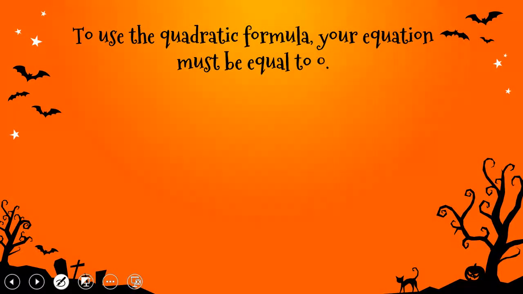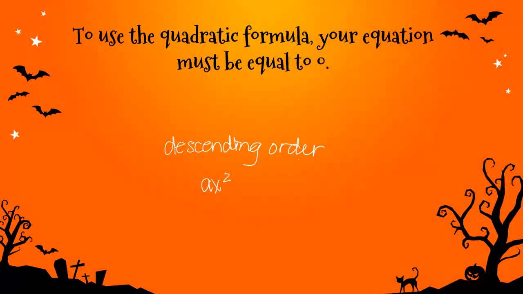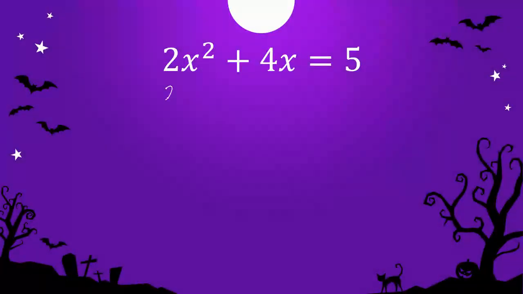Now, when you're using the quadratic formula, remember that your equation has to be equal to 0. And I'm going to add in here that it also needs to be in descending order, okay? You have to have it in the right order, your squared term, and then your x term, and then your constant. If it's not in that order, then you get your A, B, and C mixed up. So like this next one, it's not equal to 0. I need to subtract that 5 in order to make it equal to 0. Now I can see what my A, B, and C are, and I can plug them in.